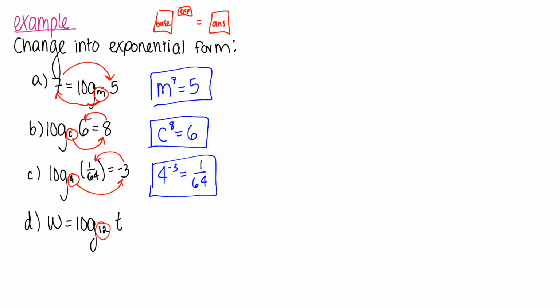All right, for the last one, start at the base. The base is 12. Across the equals, we have a w for the exponent. And back again is equal to t. So 12 to the w is equal to t. So hopefully that trick makes sense. It's real nice to use. It's not that hard once you kind of get the hang of it. So this was going from logarithmic form into exponential form. Now let's do an example where we go from exponential form into logarithmic form. It's not going to be any harder than this.